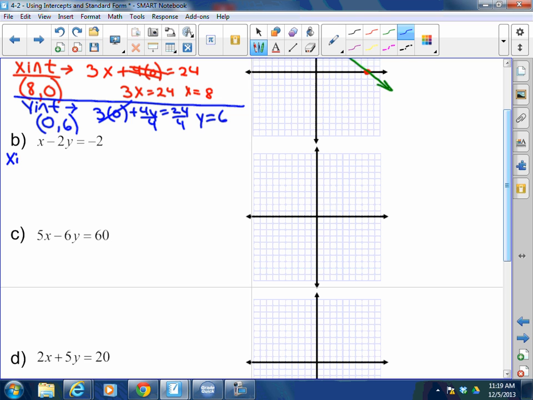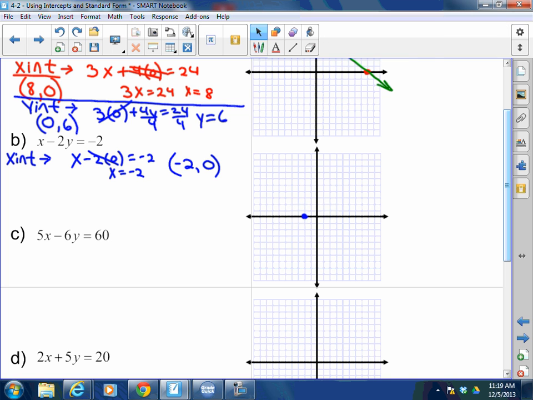So I want to find my x-intercept. When I want to find my x-intercept, what am I making 0? My y. So I have x minus 2 times 0 equals negative 2. That goes bye-bye, so x equals negative 2. So my x-intercept is negative 2 when y is 0, which would be right there. Negative 2 comma 0.